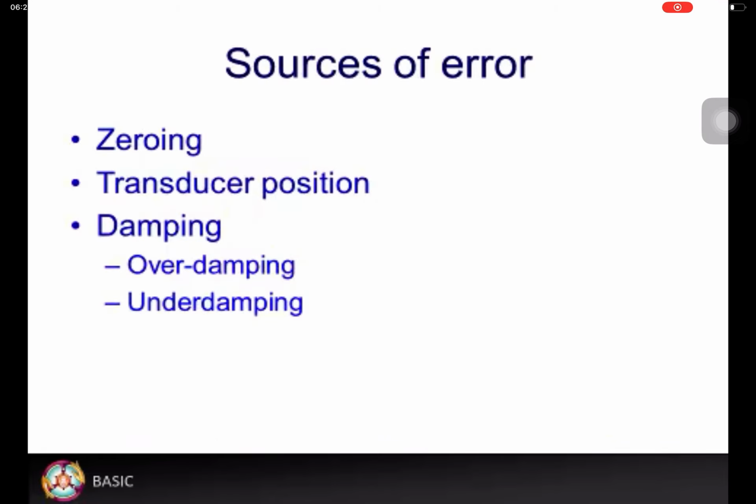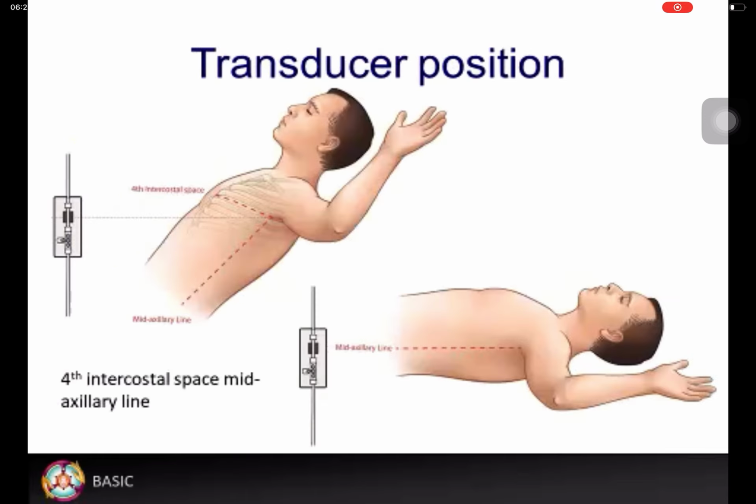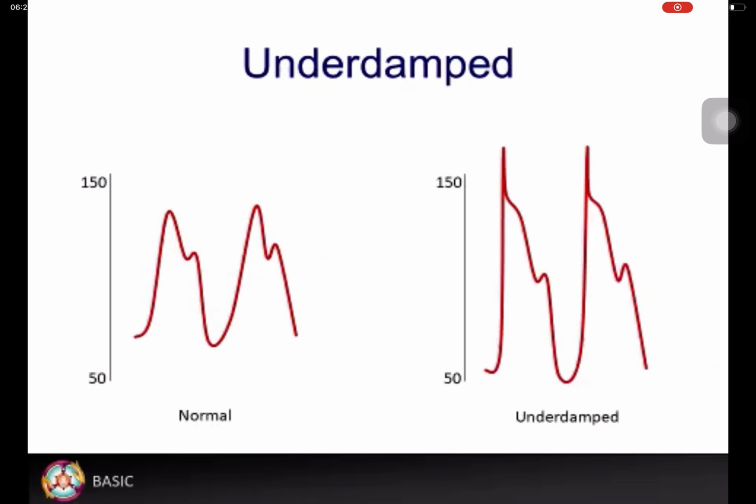There are three major sources of error in invasive blood pressure monitoring. The system may not have been zeroed, the transducer may not be properly positioned, and the system may not be appropriately damped. The transducer should be kept at the level of the heart, in the mid-axillary line in the fourth intercostal space. If the position is too low, the system will overread. If it's too high, it will underread.